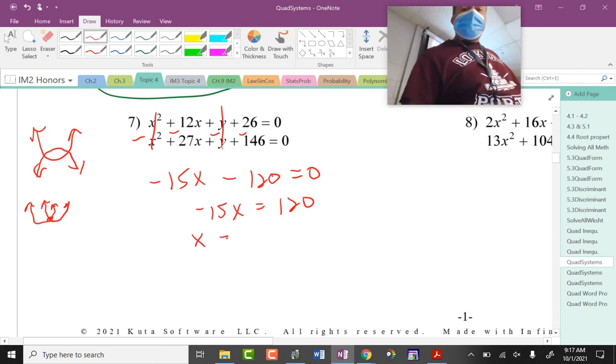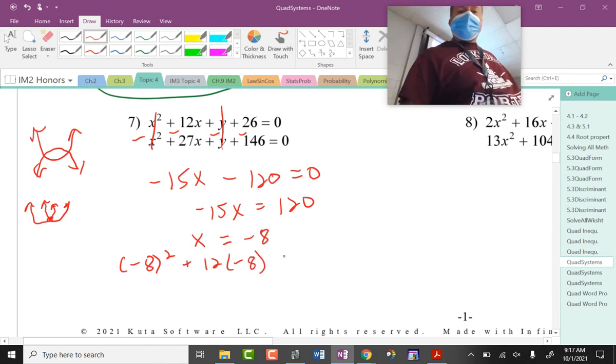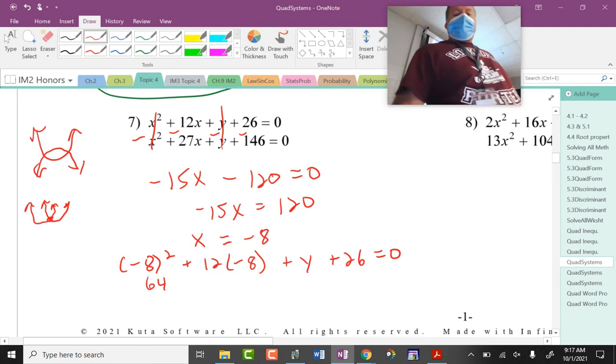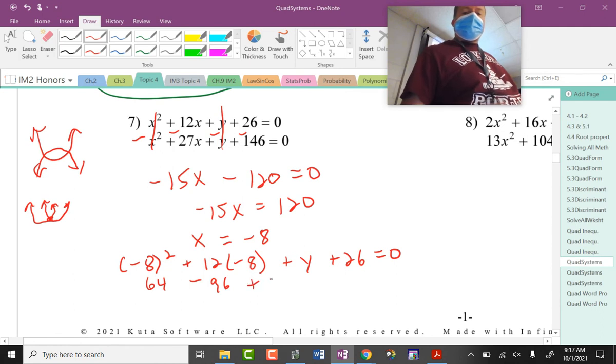Negative 8. And then unfortunately, we've got to plug this obnoxious negative 8 into one of the 2 equations. So this is going to be a bit of a process here. Plus y. So I took the top one, plus 26. It doesn't matter which one. All right, this is 64, negative 80, and negative 96. Negative 96 plus y plus 26.